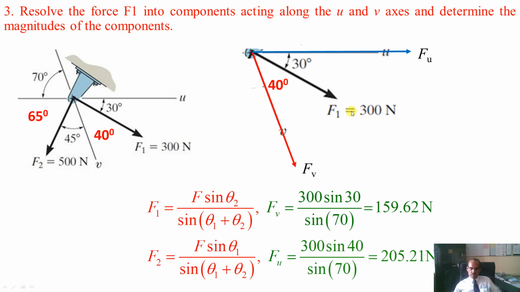Similarly, I will write down the component Fu. Fu will be magnitude of force. We are writing component Fu, so take the opposite angle, that is 40. 300 sin 40 divided by sin 70, we will get 205.21 Newton. So from this numerical, what is important?